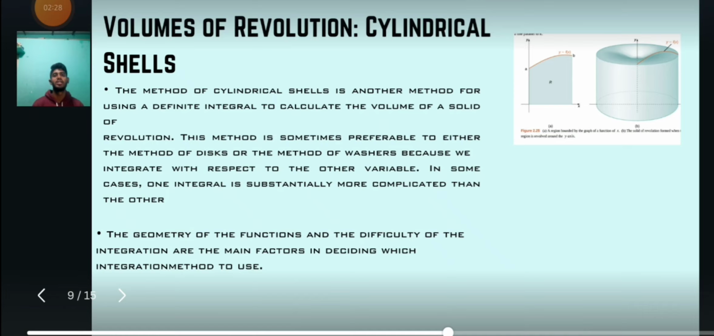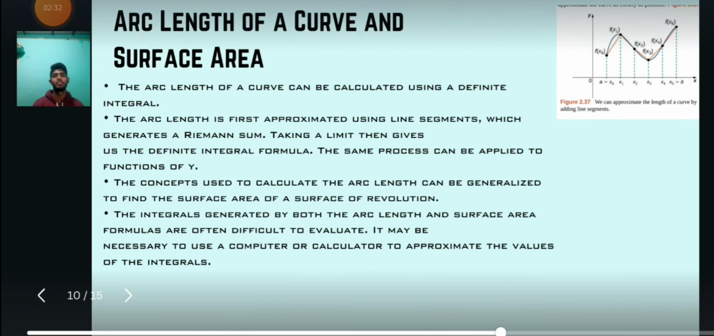Okay, we are not going to prefer the difficult one. Further, the next application is arc length of a curve and surface area. We can find this by using integration. Let's know how. The arc length of a curve can be calculated using a definite integral. The arc length is first approximated using line segments, which generates a Riemann sum. Taking a limit then gives us the definite integral formula.